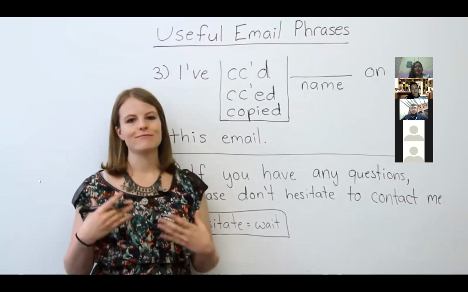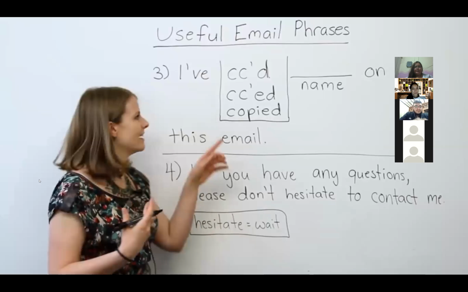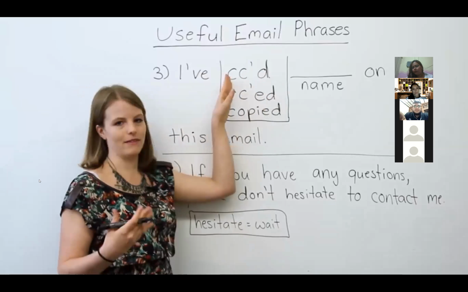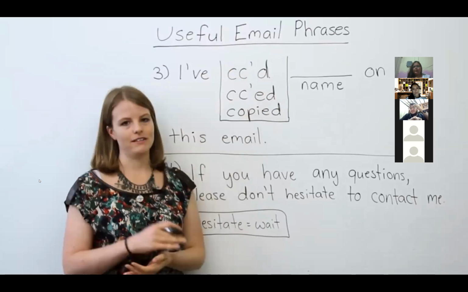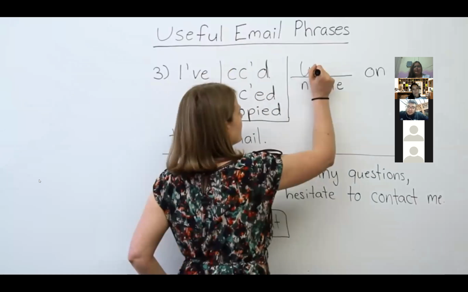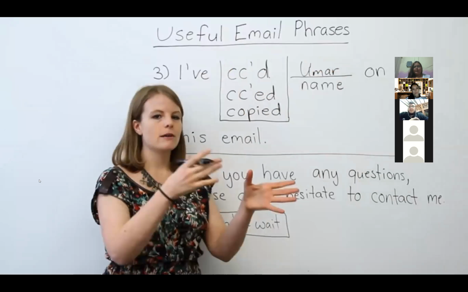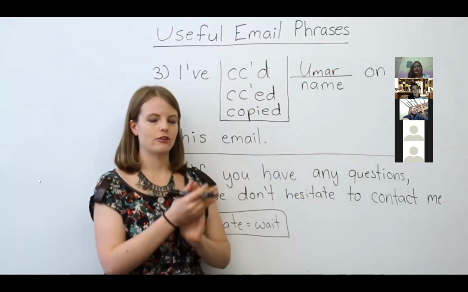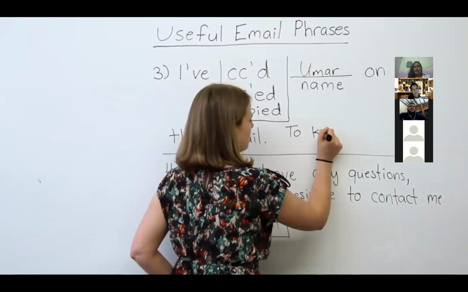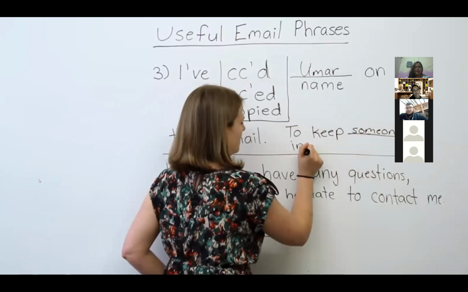Remember, in business writing and formal writing for emails, we really want emails to be short and to the point. We want them to be concise. So that's why you may see CC'd, not as a word, but just with an apostrophe D, meaning the past participle, CC'd or copied. All of these are correct to use. So I could say, I've CC'd Omer on this email, meaning the email goes to someone, but Omer can also see the email too. The email isn't directed to Omer, he can just see it too. So why might we CC someone? Well, to keep a person in the loop.